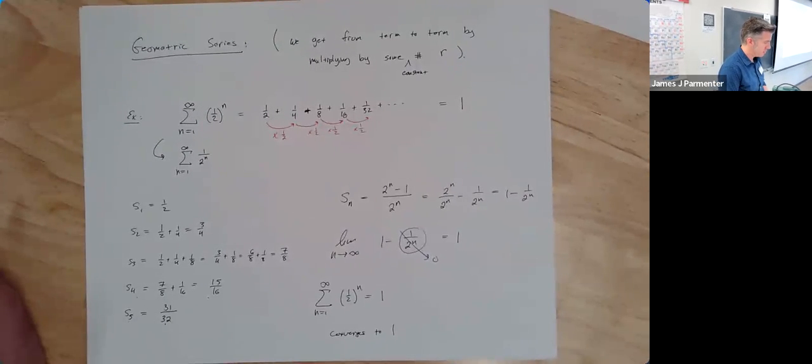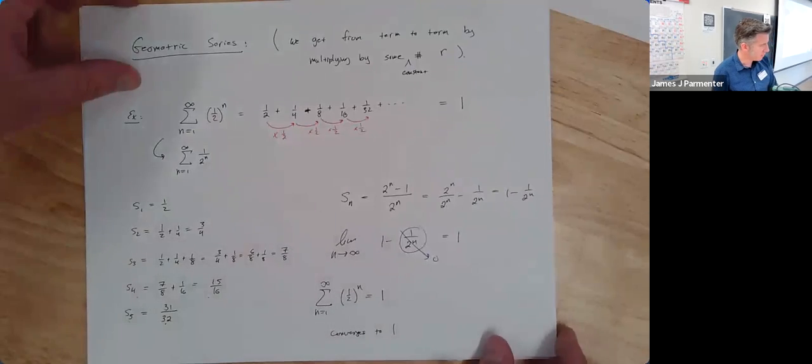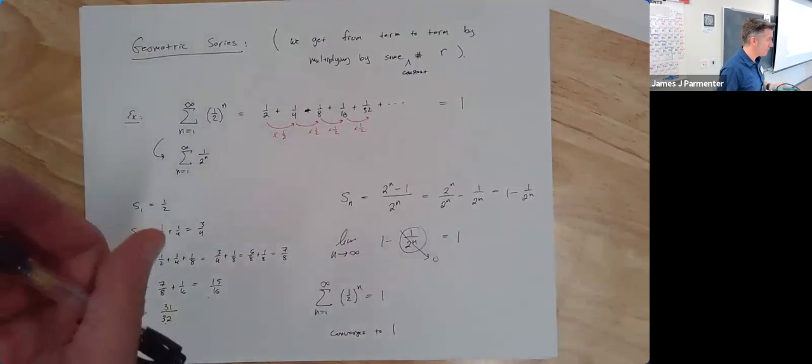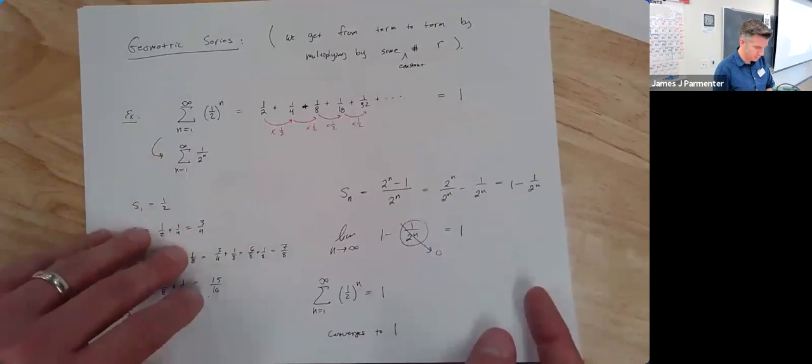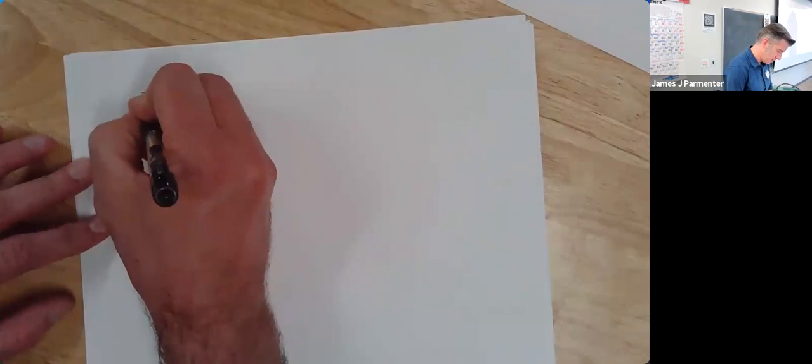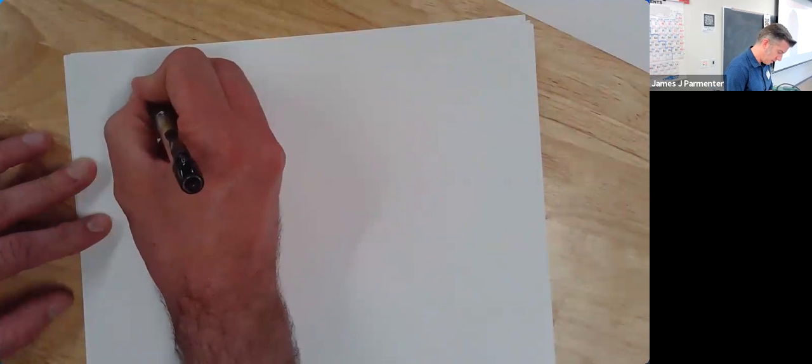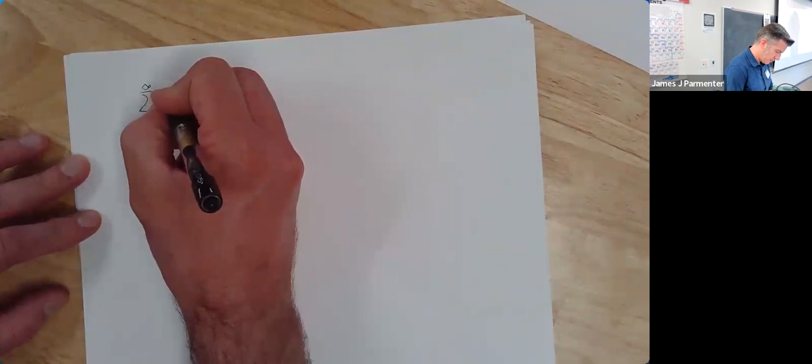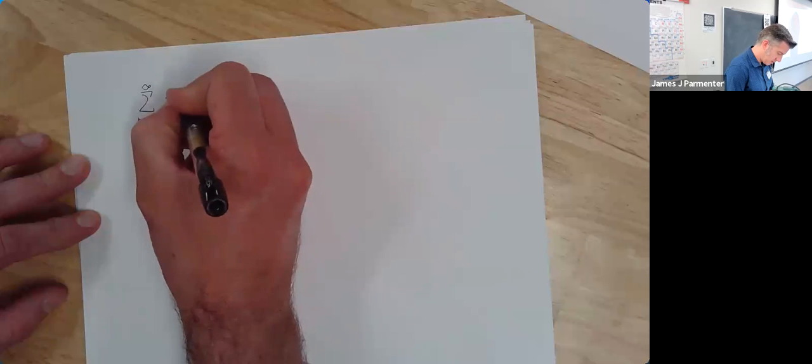Okay. So, geometric series. Let's talk more about them, because this is just one example. There's lots of examples. So let's look at another example. Let's say we have the series from n equals 1 to infinity of 5 times 3 to the n.